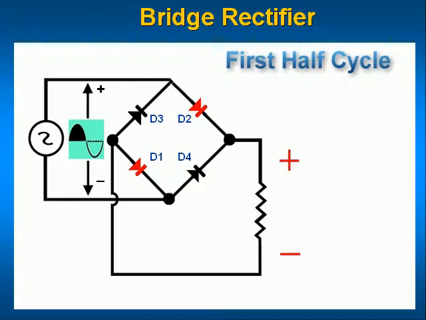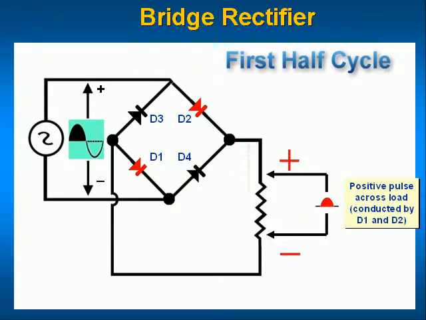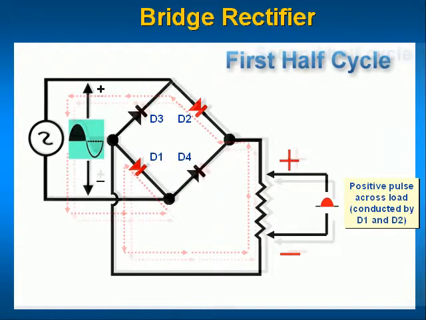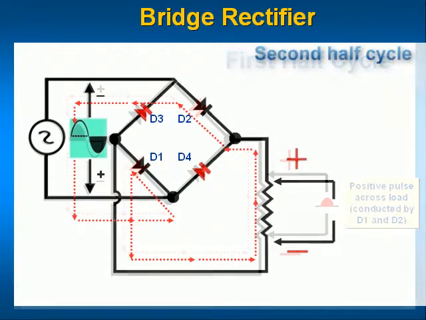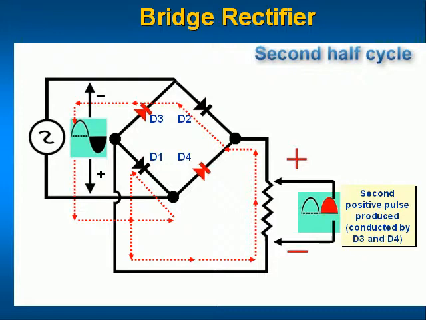This chart illustrates how the diodes function in order to convert the positive alternation of the AC waveform into a positive DC across the load. Note that diodes D1 and D2 are positively biased. Then the negative alternation of the AC waveform is converted into a DC waveform using diodes D3 and D4.